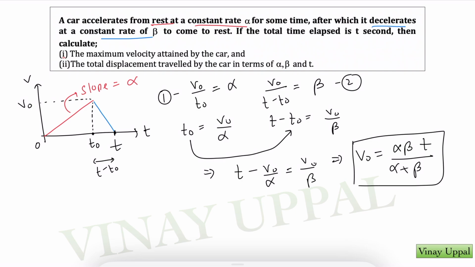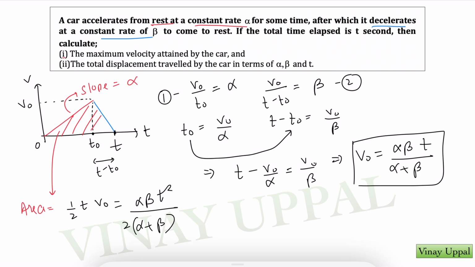And what about the total displacement? That is simply the area of this triangle, which will be half into base into height. The base is nothing but t and the height is nothing but v naught. I already know v naught, so it makes everything very simple. That's it: alpha beta t squared divided by twice of alpha plus beta. This is your displacement in the time t. You can see the graph has made such questions very easy, without resorting to any quadratic equation that you might have had to use with ut plus half at squared to calculate the displacement.